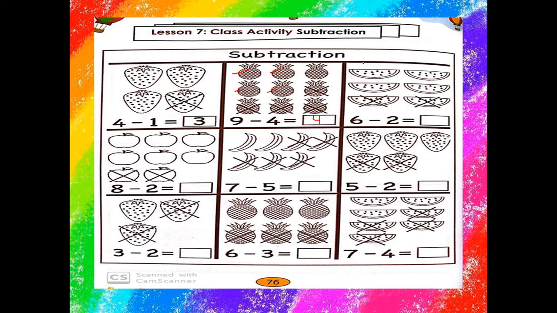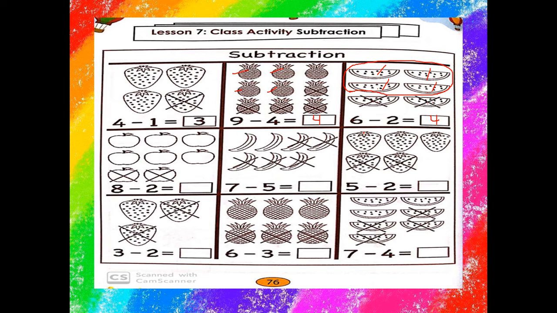Okay. Now this box again, let's proceed. We have here watermelons. Now we have here 6 watermelons minus 2. So 6 watermelons, 1, 2, 3, 4, 5, 6. And we take away 2. You can see 2 X's here, 1, 2. And this time we are going to count how many watermelons are left. So 1, 2, 3, 4. So we will write number 4 here.